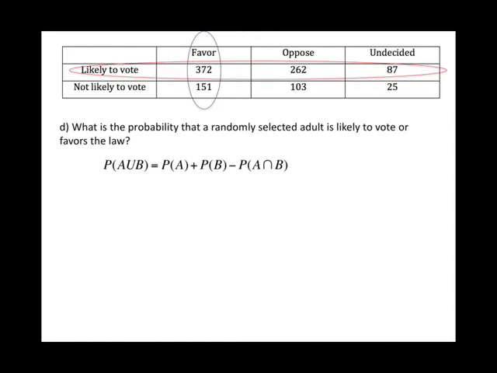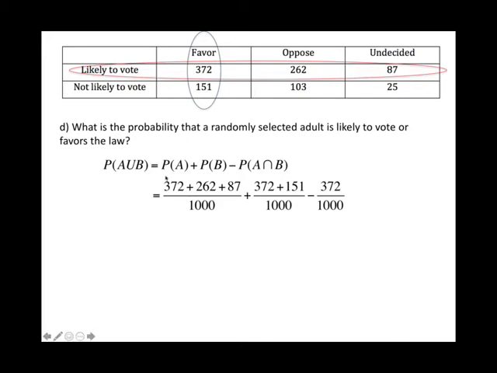Not mutually exclusive event. And then look for probability of A, the likely to vote. Likely to vote is going to be these three numbers plus probability of favor the law, which is going to be these two numbers. And you can see which number is going to be duplicate. A and B, right? So it's going to be talking about the intersections. It's going to be this guy. So I'm going to subtract this.